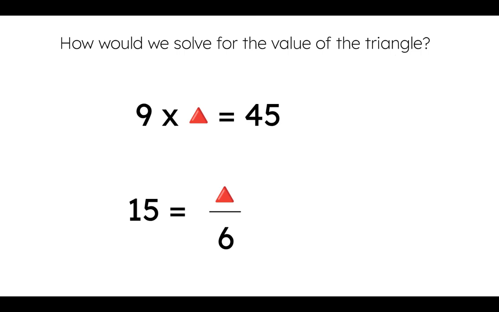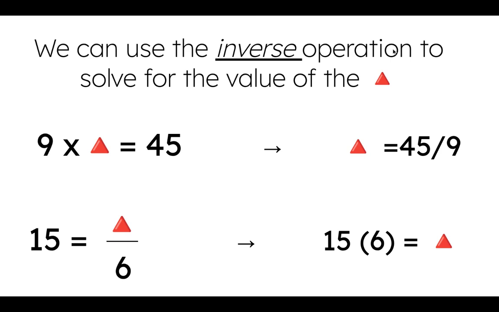So this one you might need to think, what is the opposite operation? And what would you do to solve it? You would be doing 15 times 6 gives you triangle. So we would be using this inverse operation once again as we're looking for the value of the triangle. 9 times triangle equals 45, so triangle equals 45 divided by 9. And 15 equals triangle divided by 6, the inverse operation would be 15 times 6 gives me triangle. So the value of the triangle in the first one is 5, and the value of the triangle in the second one is 90.